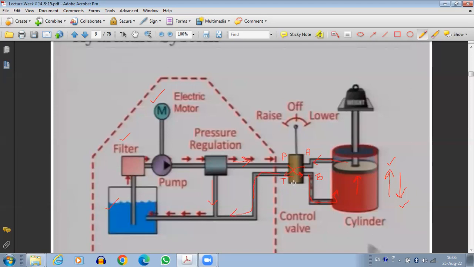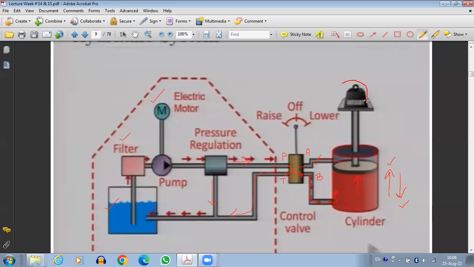Okay, so just by ensuring the connection of port P to port A or B, or similarly port T to port A or B, just by making this connection, we can actually ensure whether we want retraction of the cylinder or we want expansion of the cylinder.